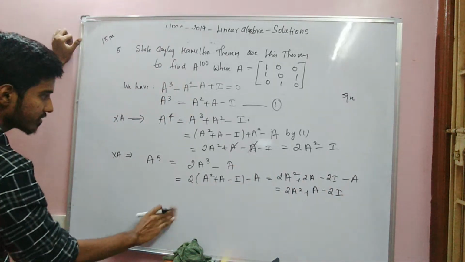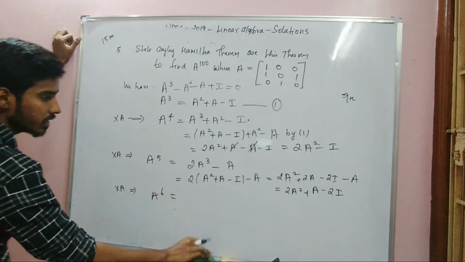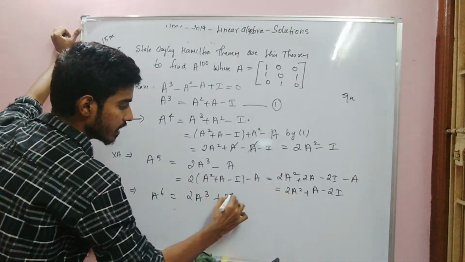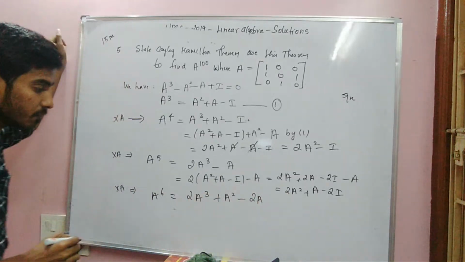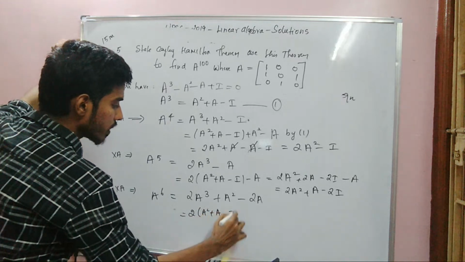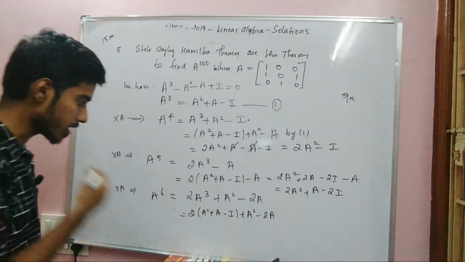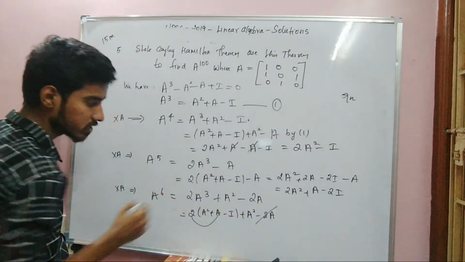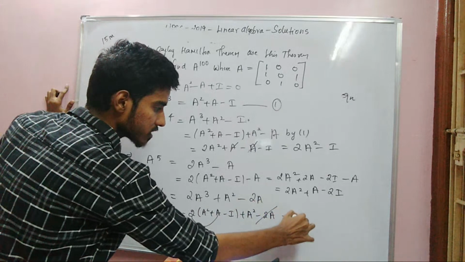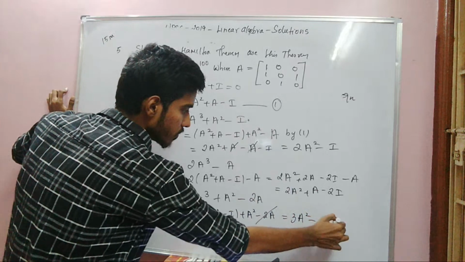So what will be my A power 6? If I multiply A again, we will have 2 into A cube, plus A square, and I into A is A. Now again I can replace A cube by A square plus A minus I, plus A square minus 2A. If I simplify this, you can see this 2A and this minus 2A will get cancelled. So we have 2A square plus A square, which is 3A square minus 2I. This is the answer we will have.